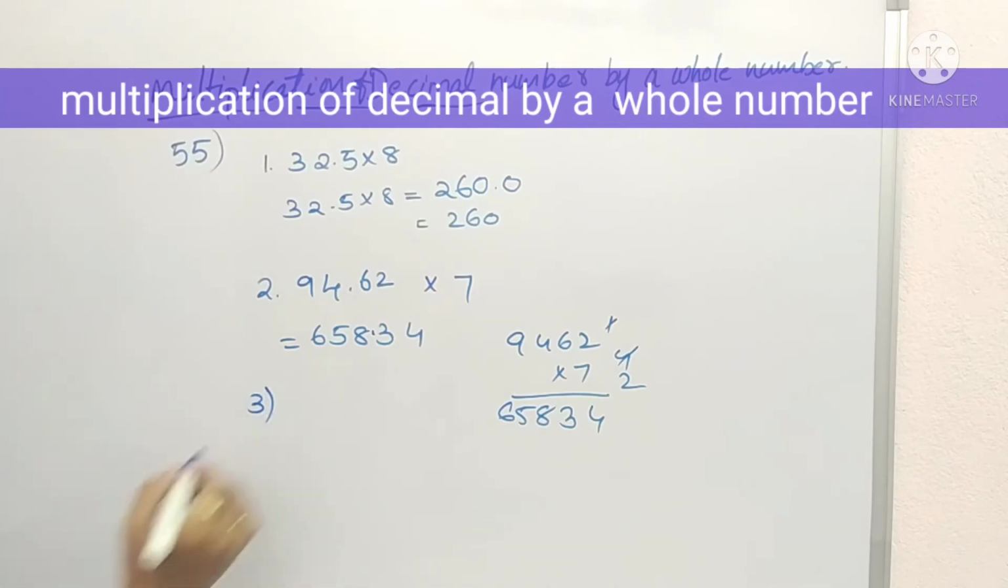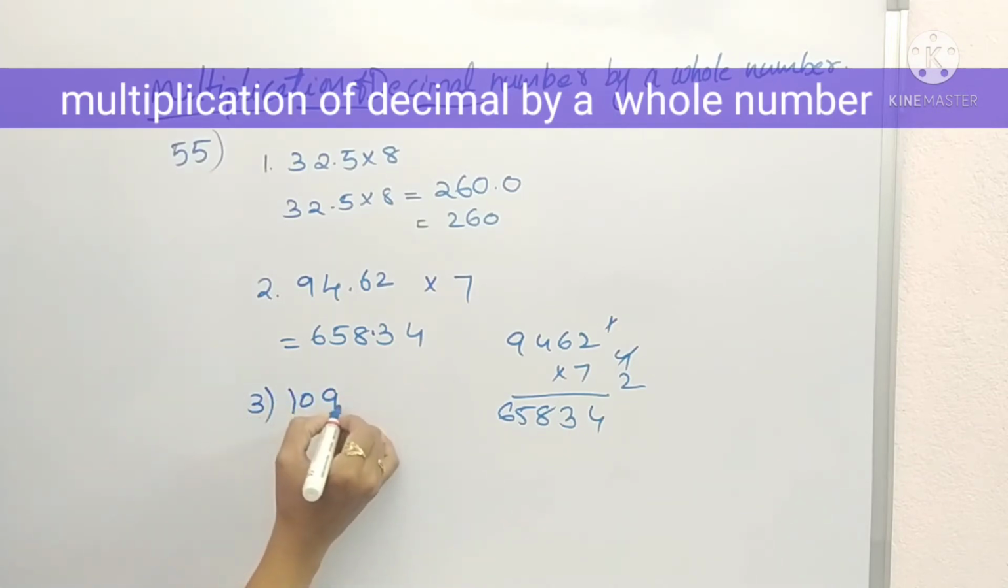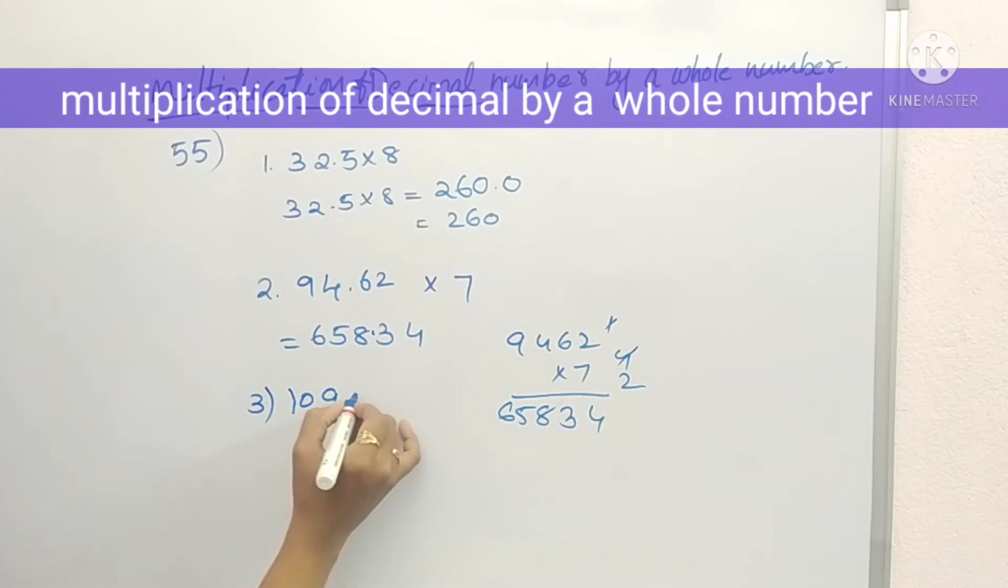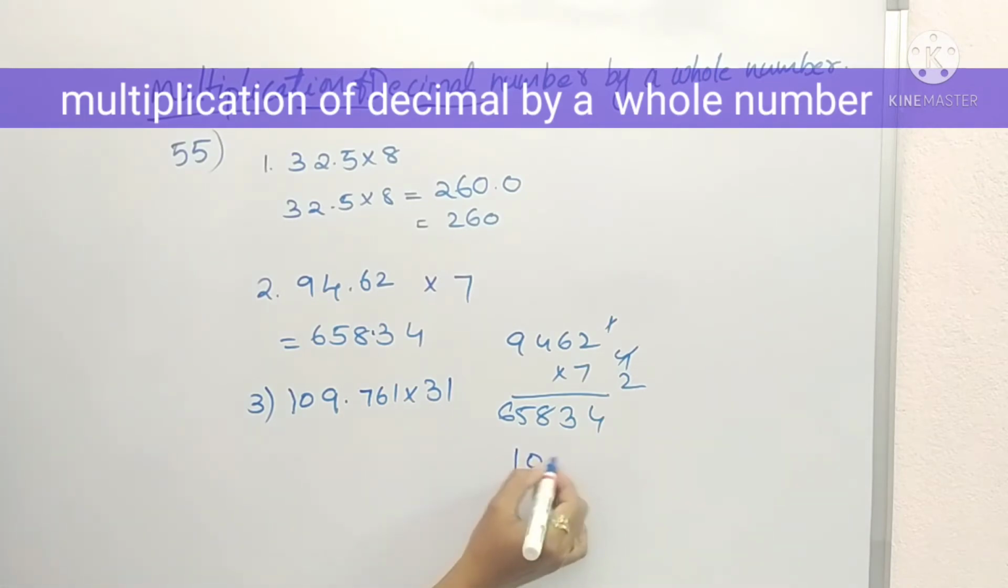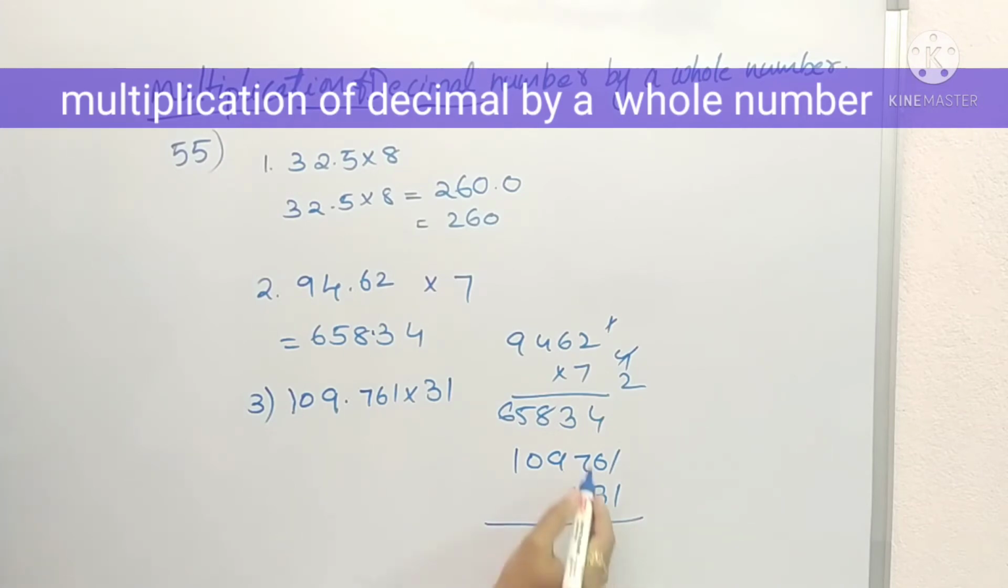And our third one, 109.761 into 31. If you multiply, just normal multiplication into 31. So you can multiply with 1 to get the same, and with 3.